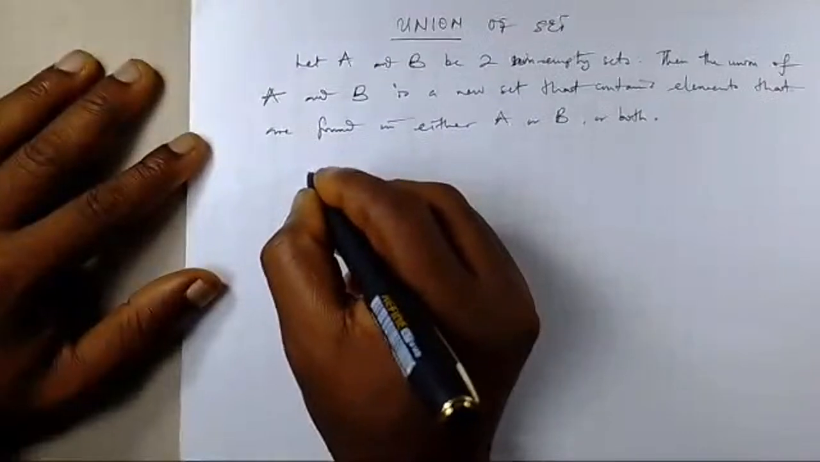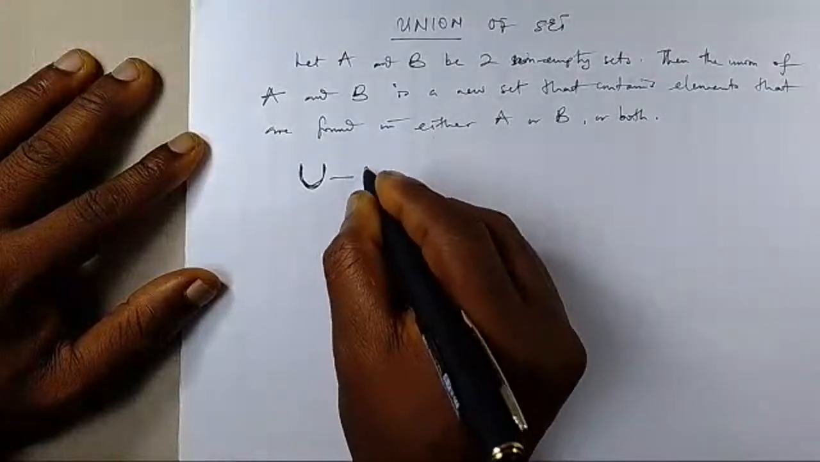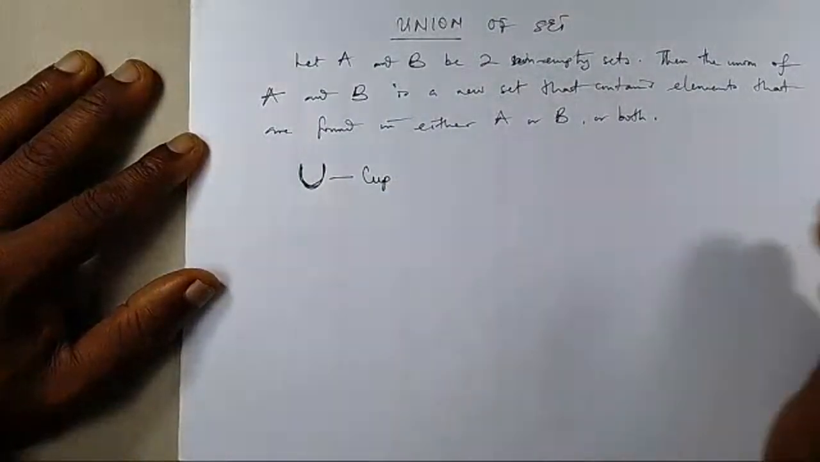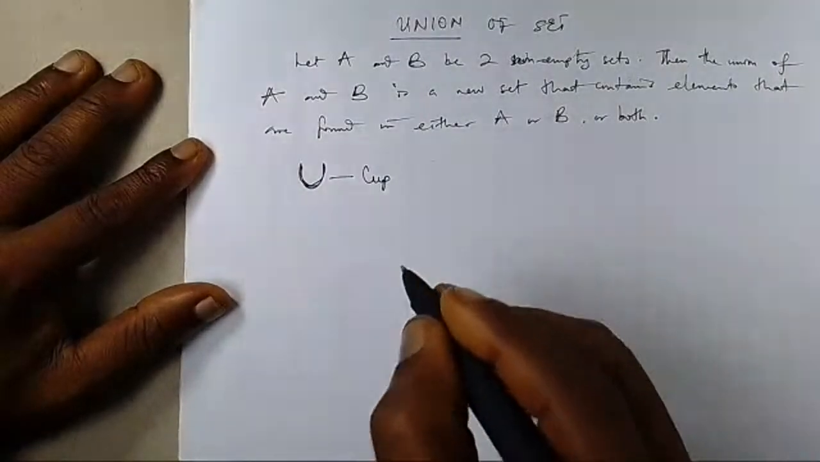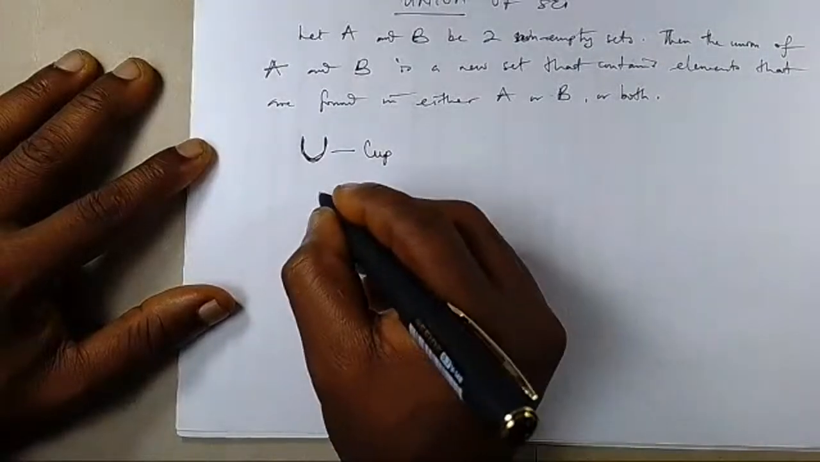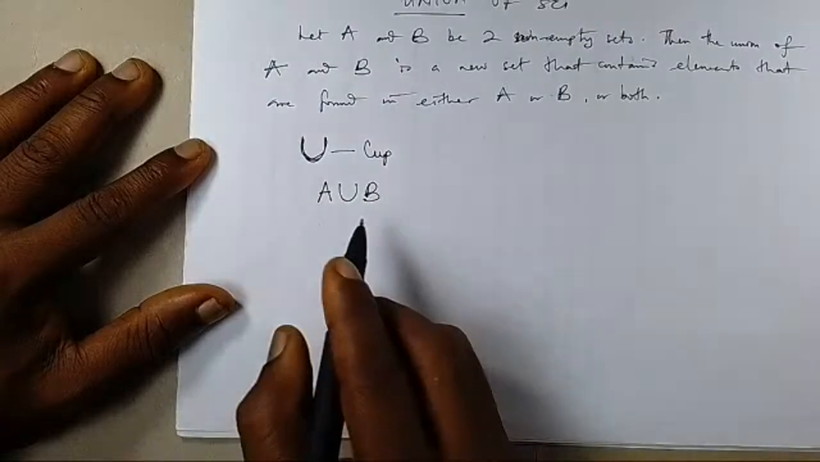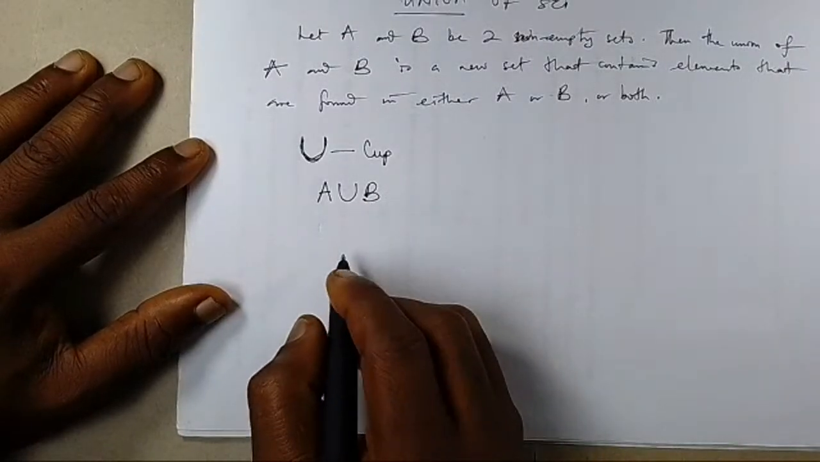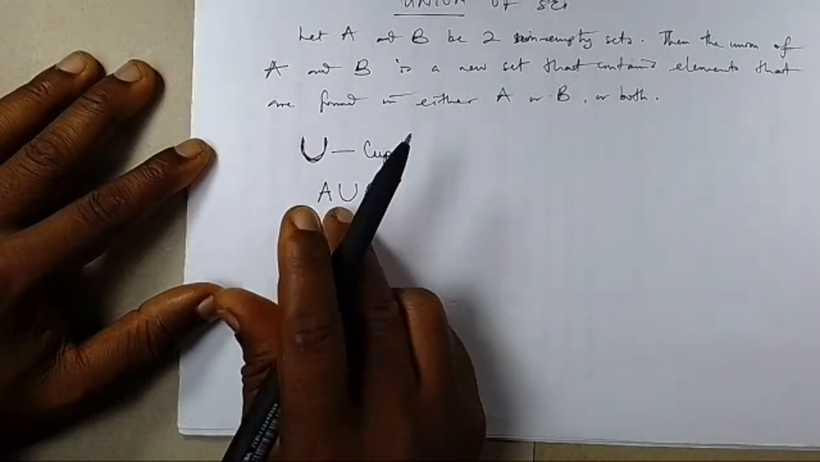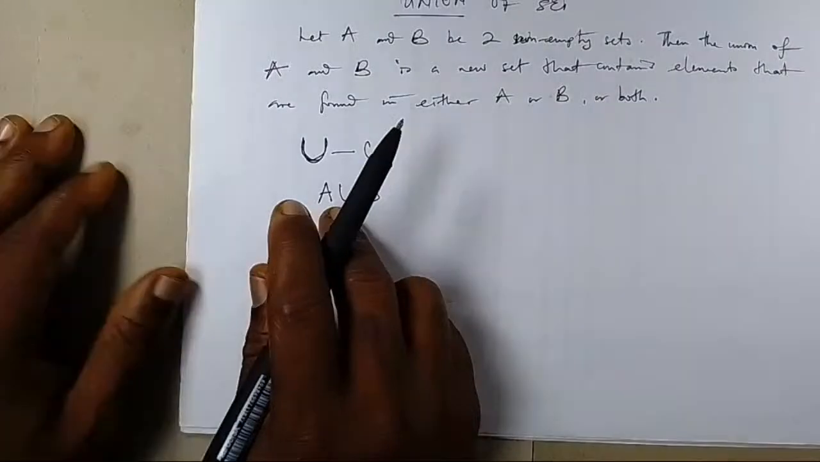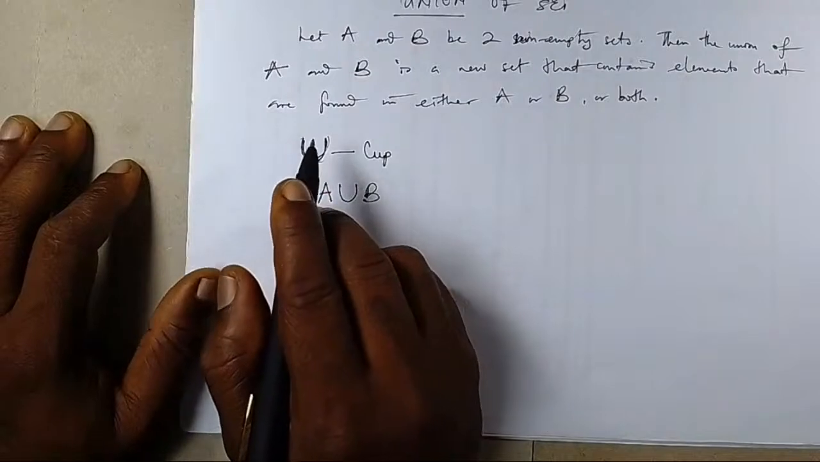To represent the union operation, we use this symbol. This symbol is called cup, whereas the other one was called cap. So if I want to write A union B in set theory, we will write A cup B. A cup B is read as A union B. Remember, the union of two sets is the set that contains elements found either in A or B or both of them. So this symbol is used to represent union and it is called cup.